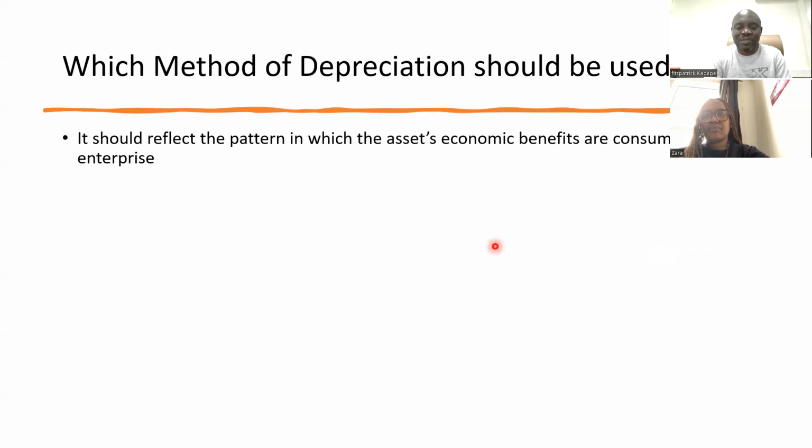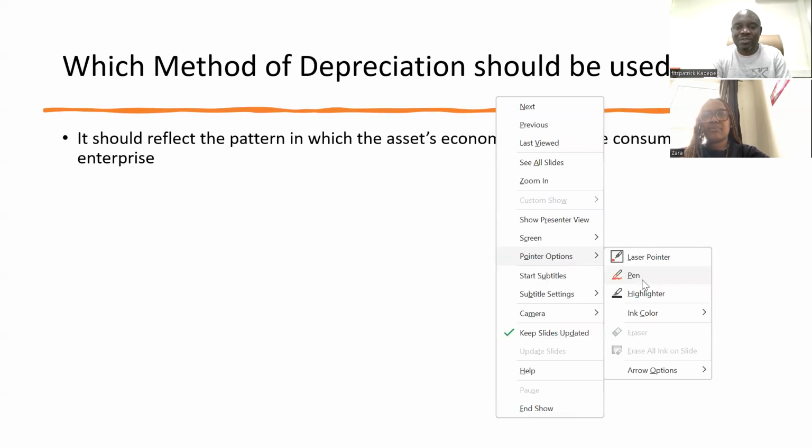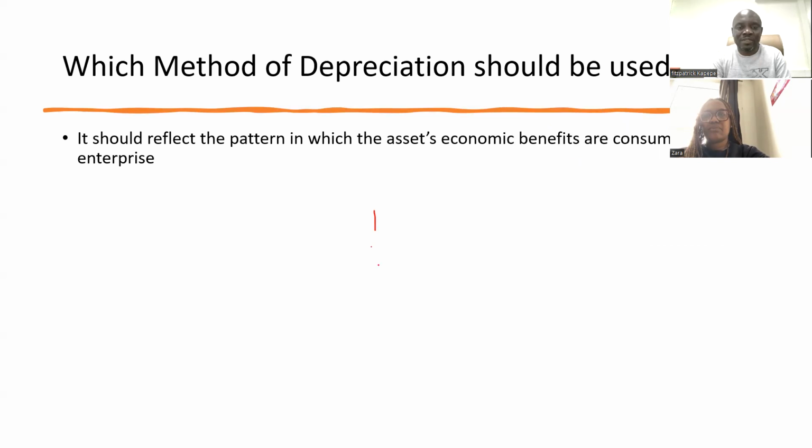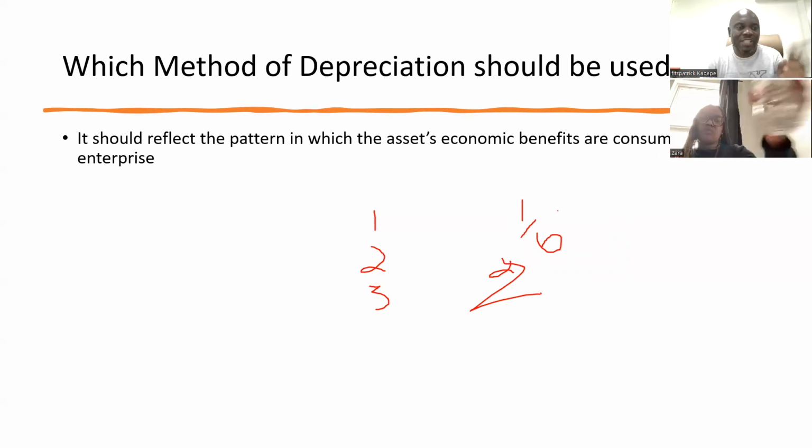I know today we're not here to look at the computations. We'll do that. If you have 1, 2, if that's 3 years, for example, your sum of digits, you start maybe with 1/6. That's your depreciation. Here it will be 2/6. You move on to 3/6 times the value of the asset. Now, when you start looking at those things, it depends whether they are in your syllabus or not. And also, it depends on the pattern in which the assets' economic benefits are consumed. That's where your decision can come from.